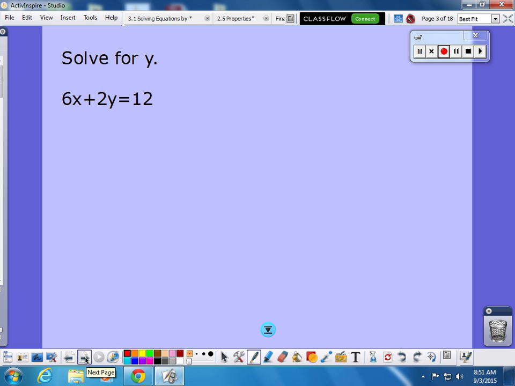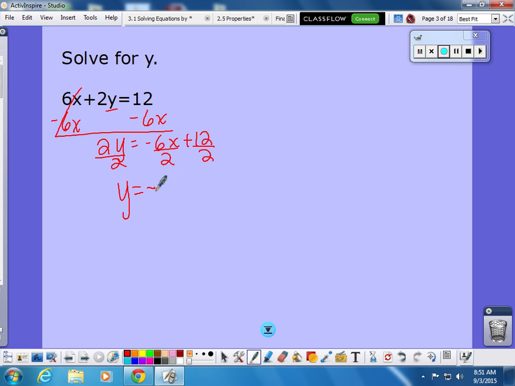All right, see if you can do that one. Solve it for y. What would we do first? There you go. Divide each term by 2. You get y equals negative 3x plus 6. Not too hard, huh? Not too hard. All right.